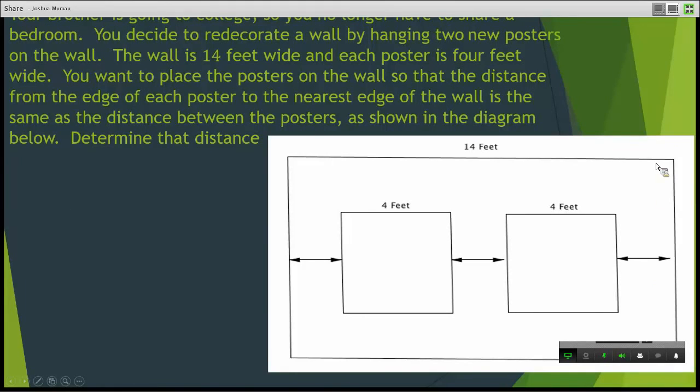Well, the total length of the wall is 14 feet. Each of the posters are 4 feet, so let's see how much total distance we have left. Well, we would take 14 minus 4, we get 10. So we have 10 feet. So if there's 3 arrows with a total of 10 feet and each arrow has to be the same length, divided by 3, so each of the distances is 2 feet long. So 2 feet, 2 feet, 2 feet.